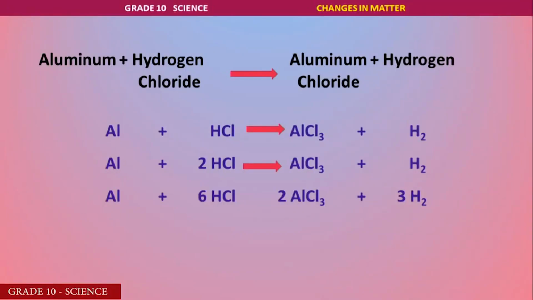At that time, there are 6 chlorine atoms, and on the other side, we need to make it into 6 chlorine atoms. For that, I put 2 in front of aluminium chloride. Then, if I multiply 2 by 3, we get 6 chlorine atoms. That means in the reactant side there are 6 chlorine atoms, and in the product side there are 6 chlorine atoms. That means it is balanced.